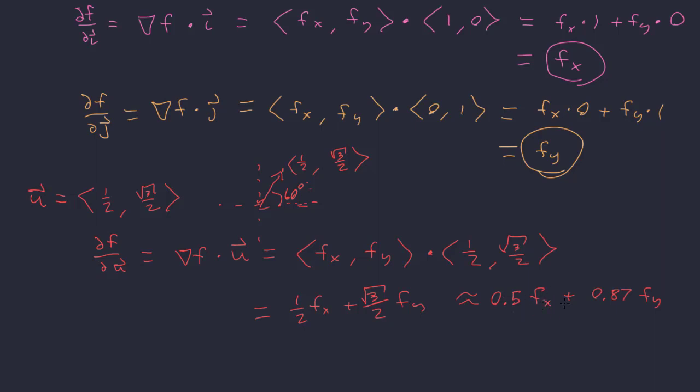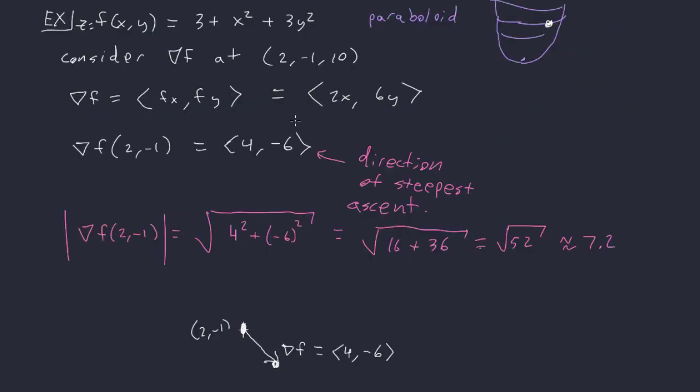All right, which gives us about 0.5 times f sub x plus 0.87 times f sub y. Now if we go back to the example we looked at before, 3 plus x squared plus 3y squared, and here we have our gradient, which is 4, -6, at the point 2, -1. And we can actually start looking at directional derivatives of this function in relation to the angle that it makes with the gradient.